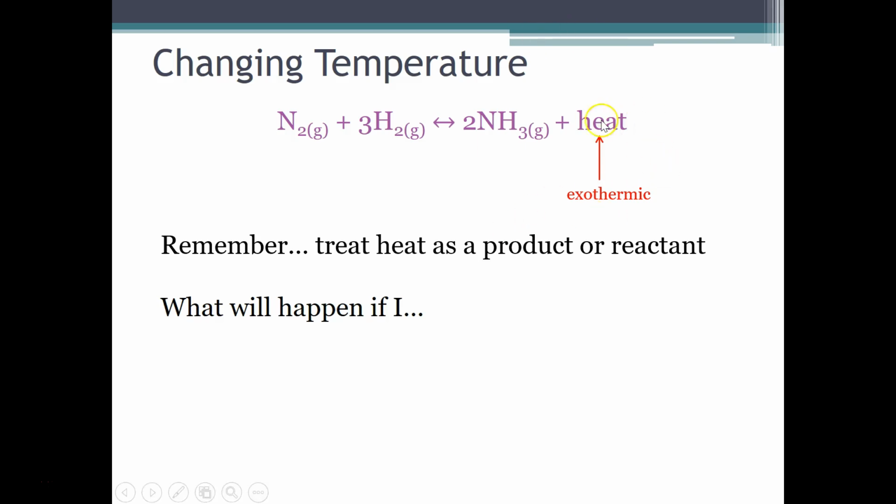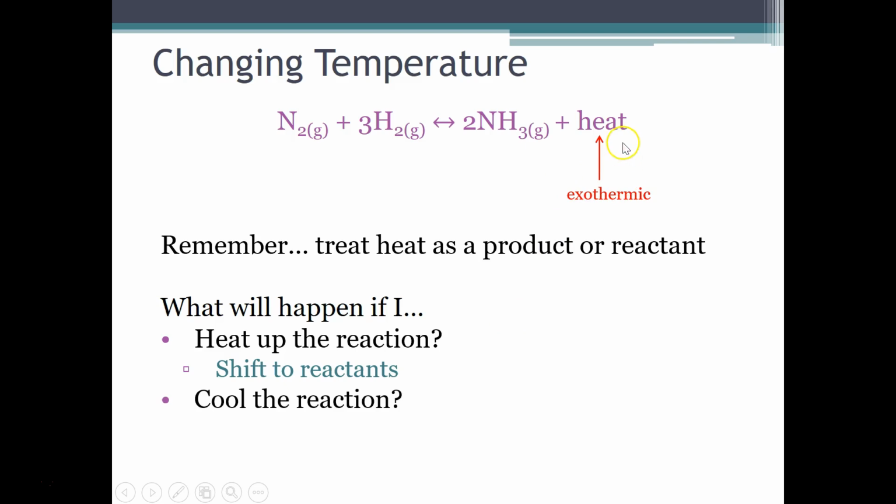So for an exothermic reaction, if we increase the temperature, we'll shift toward the reactants because we're adding a product. Not only will the equilibrium shift toward the reactants, but the value of K will shrink as well because it's being pushed in the direction of the reactants. If we cool the reaction, the exact opposite will happen, and the reaction will shift to the products, which would cause the value of K to increase.